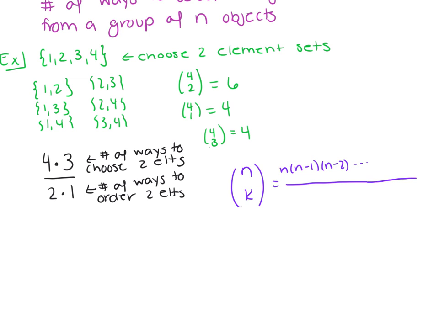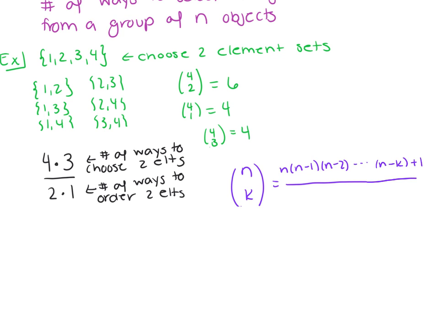It's okay if you didn't see that, but you could do a couple of examples and you would see it. You need K total elements on the top, so this ends up being N minus K plus 1. Like in our 4 case, we finished at 3. We finished at 4 minus 2 plus 1.